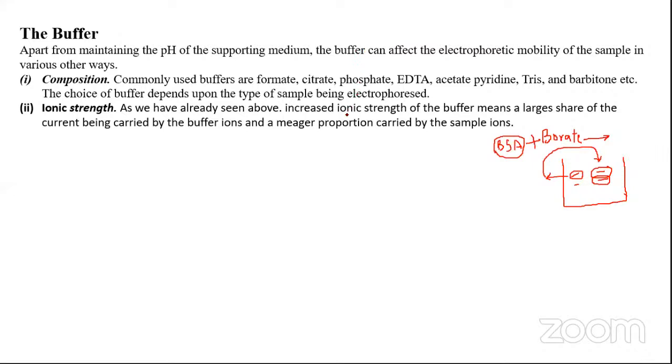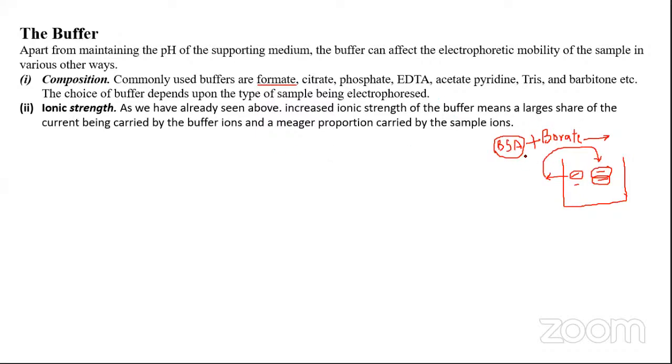Is it clear? So from here, what I'm trying to convey is that even while choosing the composition of the buffer, you should be very certain that the buffer is not going to interact with your sample. It should be inert with respect to the sample. That means in terms of chemical reaction, it should only affect the charge status because of the pH of the buffer. On that basis, certain buffers have been commonly identified, like for example, formate, citrate, phosphate, EDTA-based buffers, acetate, pyridine, tris buffer, barbitone buffers, and so on and so forth. Such buffers are actually considered pretty well during electrophoresis.